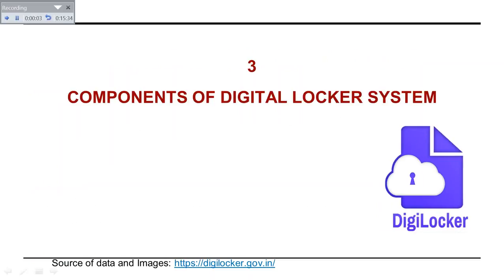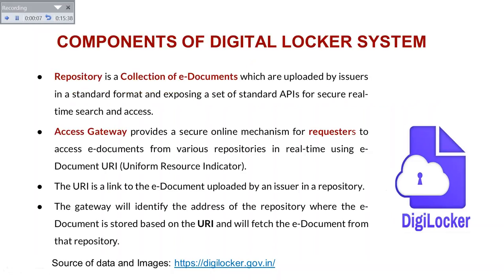Now that I've told you the audiences, I will talk about the different components of a given DigiLocker system. Repository is a collection of e-documents which are uploaded by the issuer in a standard format and exposed through a set of standard APIs for secure real-time search and access. Whenever a particular department decides that it will issue documents in a digital format, they become an issuer. The list of all such departments in the government, for example passport, education department, CBSE, is called the repository, meaning the list of departments which are issuing documents to DigiLocker.